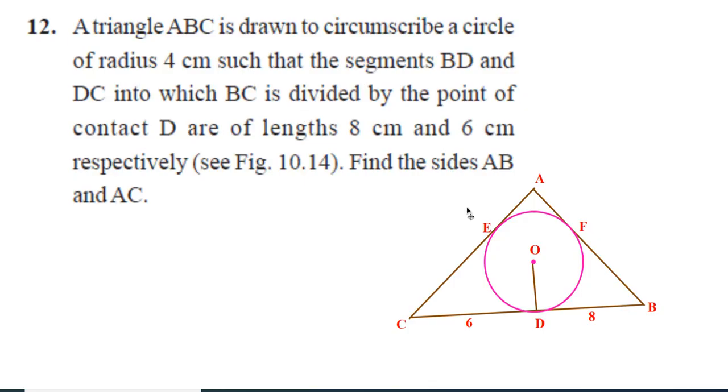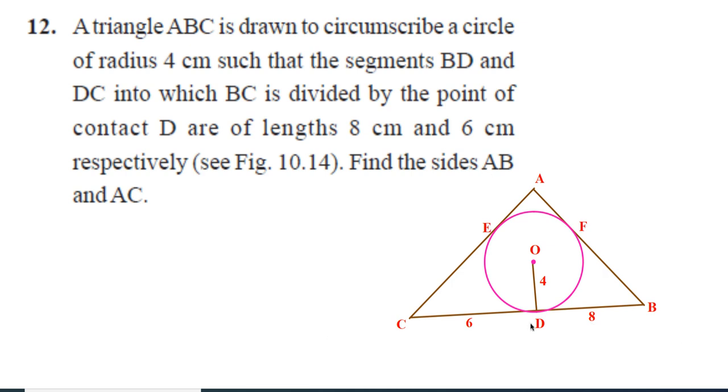Here triangle ABC is drawn to circumscribe a circle of radius 4 cm. That is, OD is equal to 4 cm. BD and DC, into which BC is divided by the point of contact D, are of length 8 cm and 6 cm. Find the sides AB and AC.